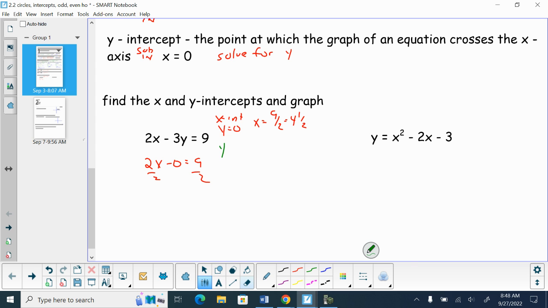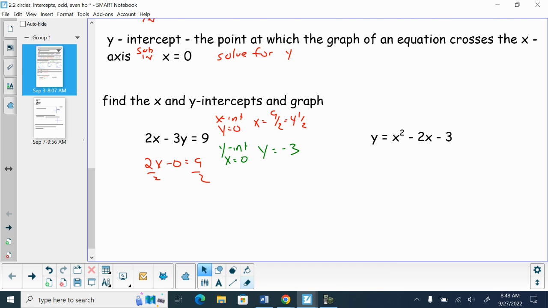My y-intercept, x is equal to 0, which means I have 2 times 0 here. It covers this up. So Braylon, what's y going to equal? Y equals -3.